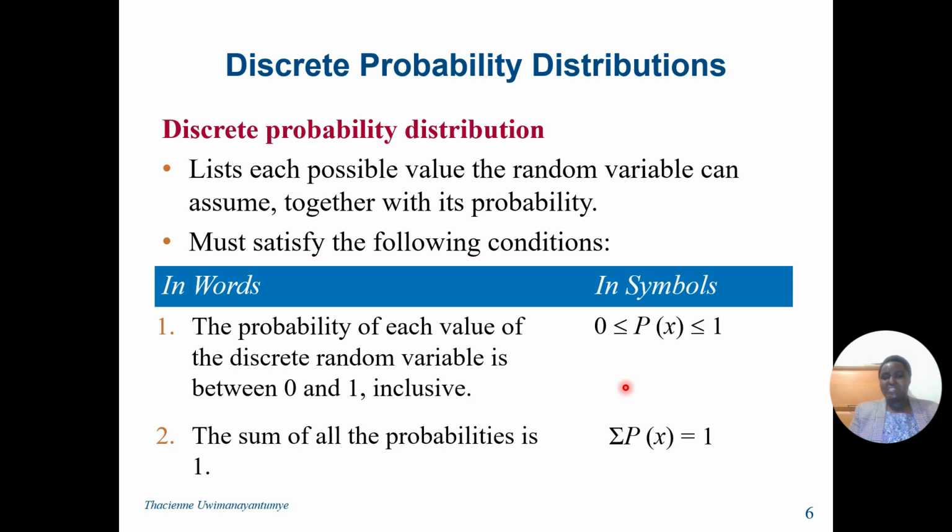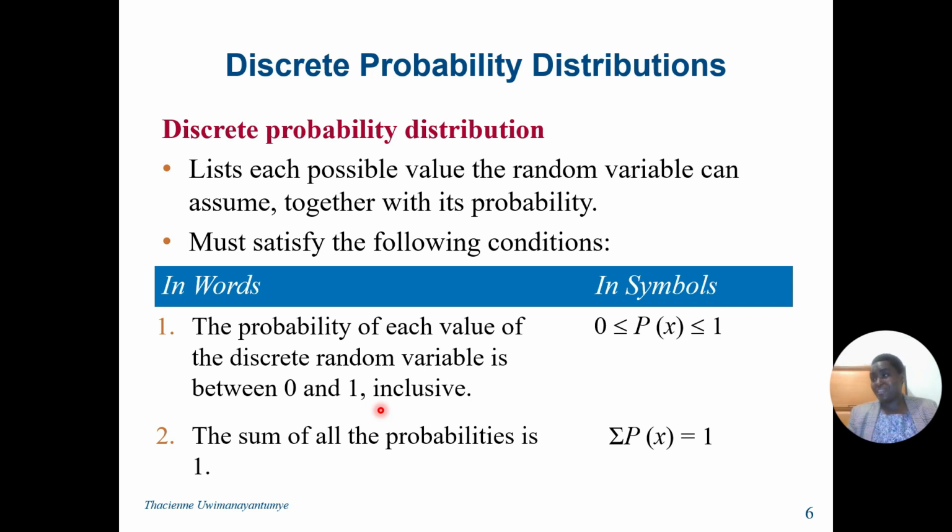First of all, the probability of each value of the discrete random variable, not even just the discrete random variable, even for a continuous random variable, but in this video I won't talk about the continuous one. Each value of the discrete random variable has a probability between 0 and 1. The probability should always be between 0 and 1. The maximum probability is 1 and the minimum probability is 0.